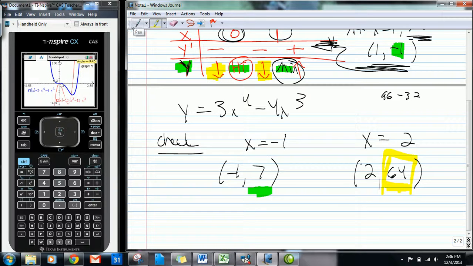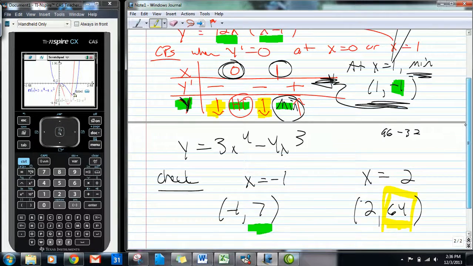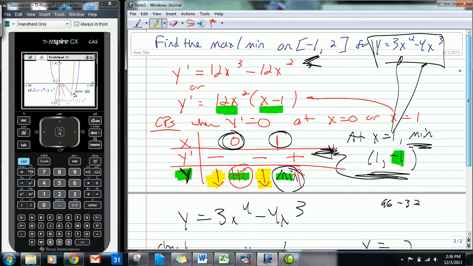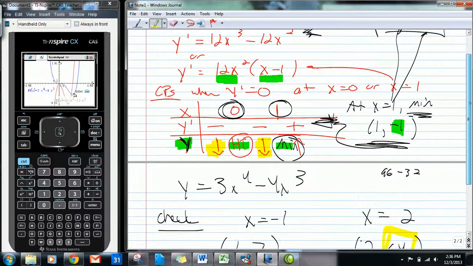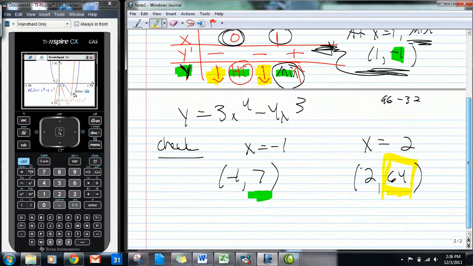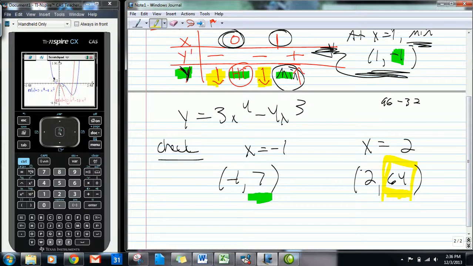64, that's right. So in conclusion, this function has a minimum that I got from calculus, right at x equals 1, and the minimum was -1. And then our maximum value, which we're sure to have by the extreme value theorem, since this blue function is continuous on that closed interval, is 64, which happens way up here when x is 2.